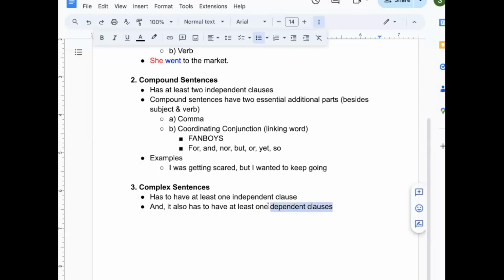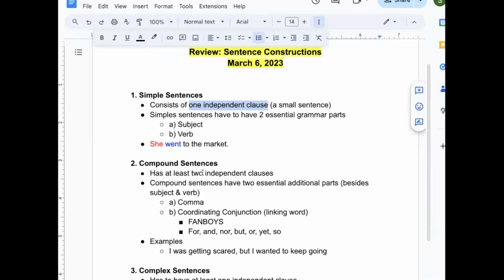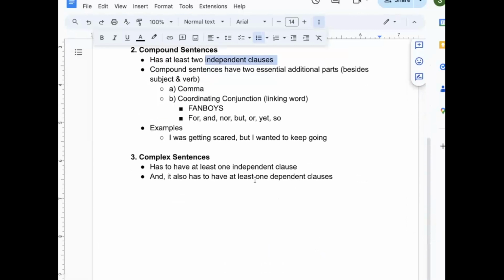This is the first time we've seen dependent clause because a simple sentence is one independent clause and the compound sentence has two independent clauses. So both are independent, but this is the only time we've seen a dependent clause. So it has to have at least one of these, could have more than one of each, but at least two of them. Okay. Now we have, if anybody knows the answer to this without looking at the notes, I will be surprised. This is a tough one to remember.